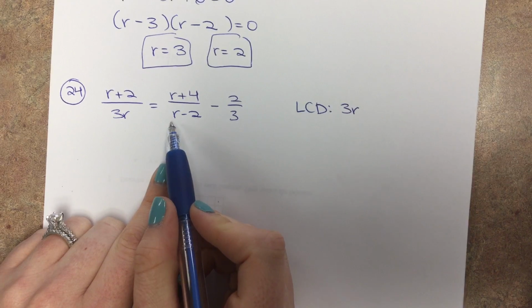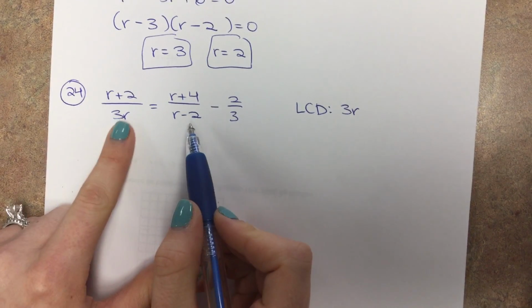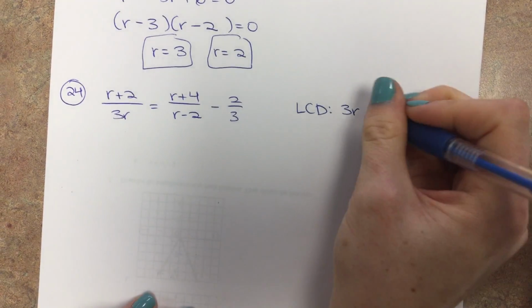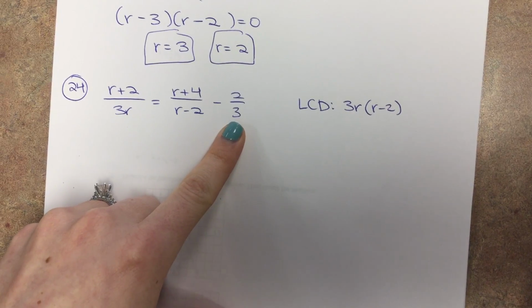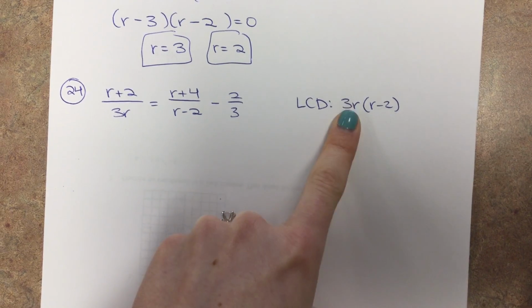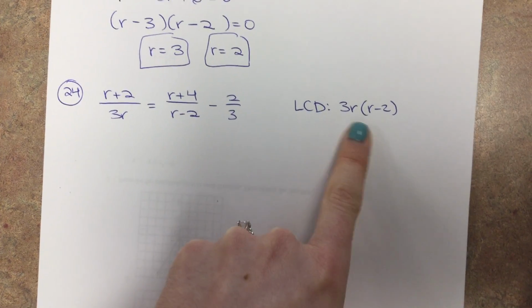Will this R from the R minus 2 cancel this R? No. So we need the entire R minus 2 and we need the R. How about this 3? No, we don't need it. We already have a 3. This 3 will work for this 3. So this is our LCD.